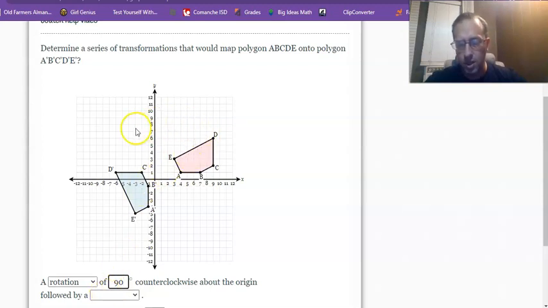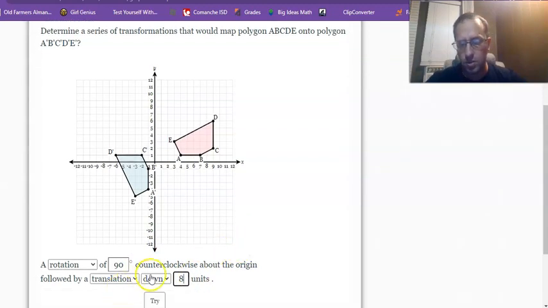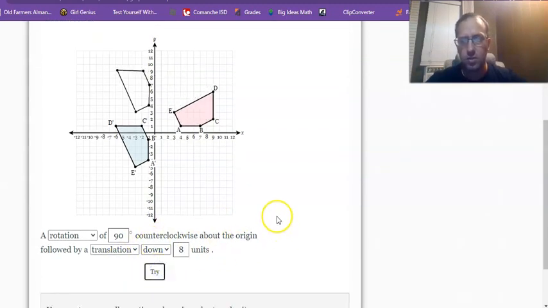Now, when I do that, that is going to put D up here, right? Let's see, we're at 9, 6. If I rotate it 90 degrees, that's going to put it at -6, 9. So that'll put it right here. And it's in the wrong spot. It should be in the right order, but we've got to move it down. Let's see, from 9 to 1, that would be a translation. We'll move it down 8 units. All right. So let's try that, see if it works.